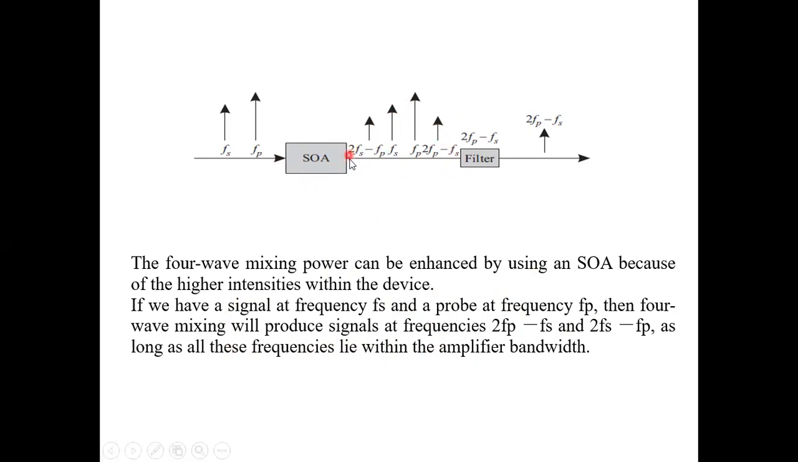Now out of these four waves, any one wave will be required. So you obviously have a filter. The filter allows the required wave out of the four waves to pass through itself. So suppose we have 2fp minus fs. What I can also say in one sentence is that in cross-phase and cross-gain modulation the incoming signal has been transferred to a probe signal. Here, with 2fp minus fs, it is not actually transferred. It is another combination out of those four frequencies.